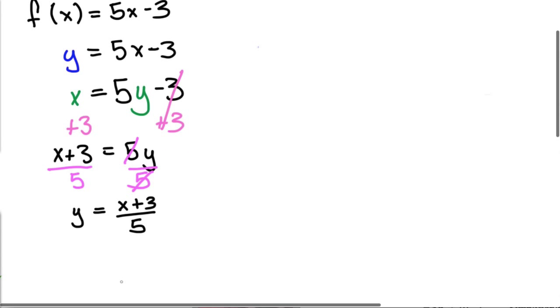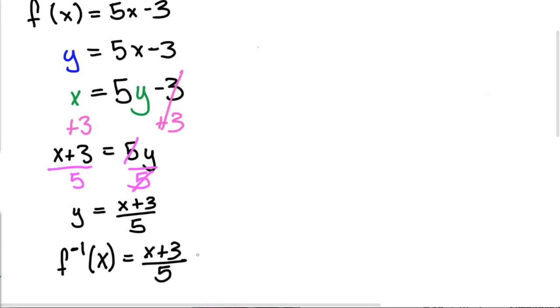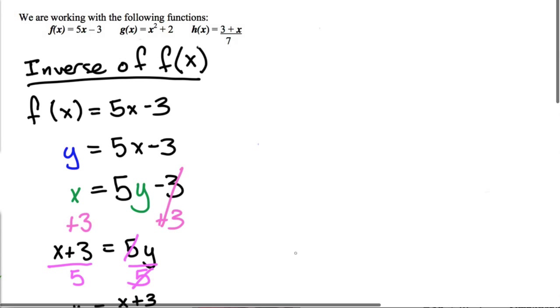Now the last step I need to do is just to rewrite this. Instead of y equals, I'm going to write the inverse notation, which is f to the minus 1 of x. So this is f inverse of x is equal to x plus 3 all over 5. And that's the inverse of f of x.